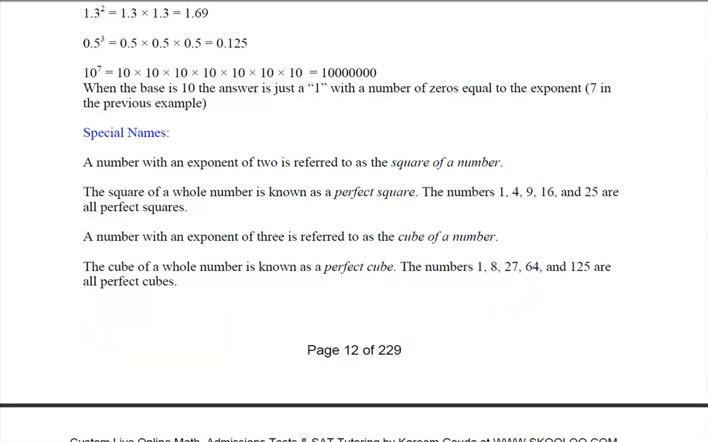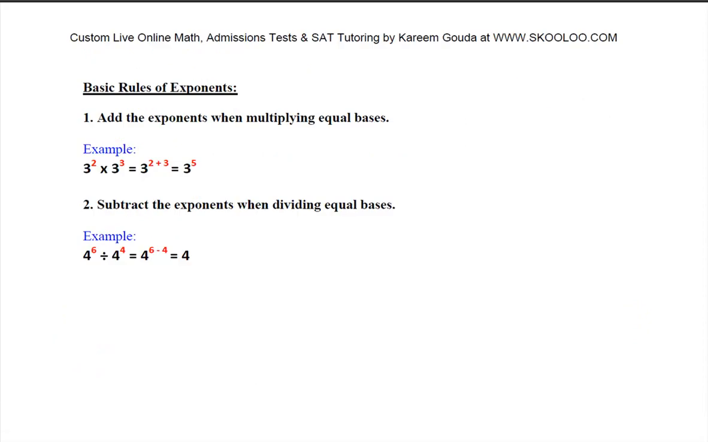Okay, now after that, let's go on to the next page, basic rules of exponents. Basically, we can do two things with exponents. We can either multiply or divide if you have the same base. So, if I have 3 to the power of 2 times 3 to the power of 3, that equals, first of all, the base is the same, 3.